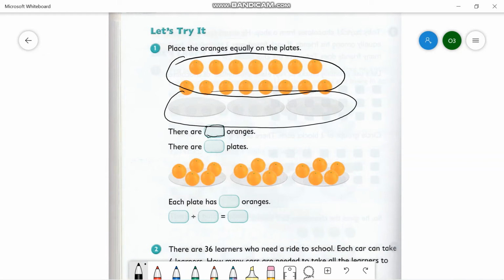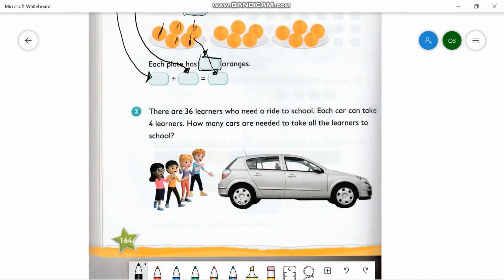You have to write it here. There are how many plates? Okay, and each plate has how many oranges? You have to count this one. Each plate. Okay, and then you have to write your answer inside this box. Then you have to write the division sentence. First you have to write here the number of oranges in this box divided by the number of plates here and your answer here. Okay, let's go to number 2.